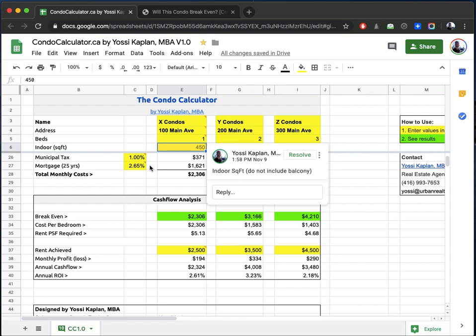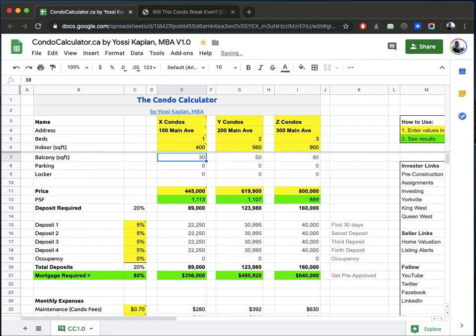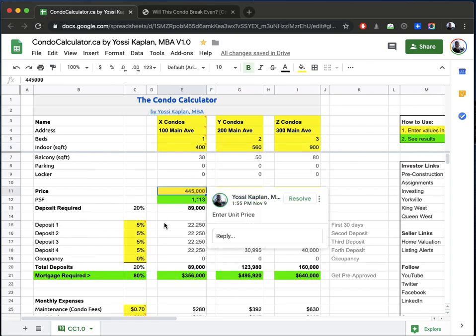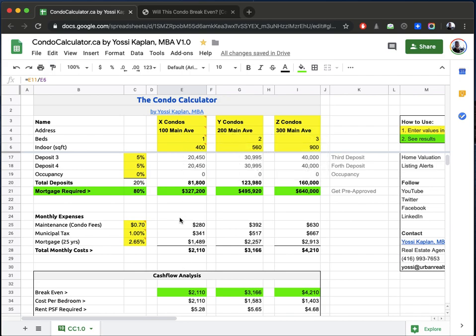this analysis change. So if, let's say I bought a studio. Now, mind you, if you put zero here, it's not going to work. So, you know, I consider studio as a one bedroom too. Just put one. But let's say I bought 400 square feet. And let's say I managed to pay only 409 for it. Okay, so all these numbers are changing accordingly just for this one.